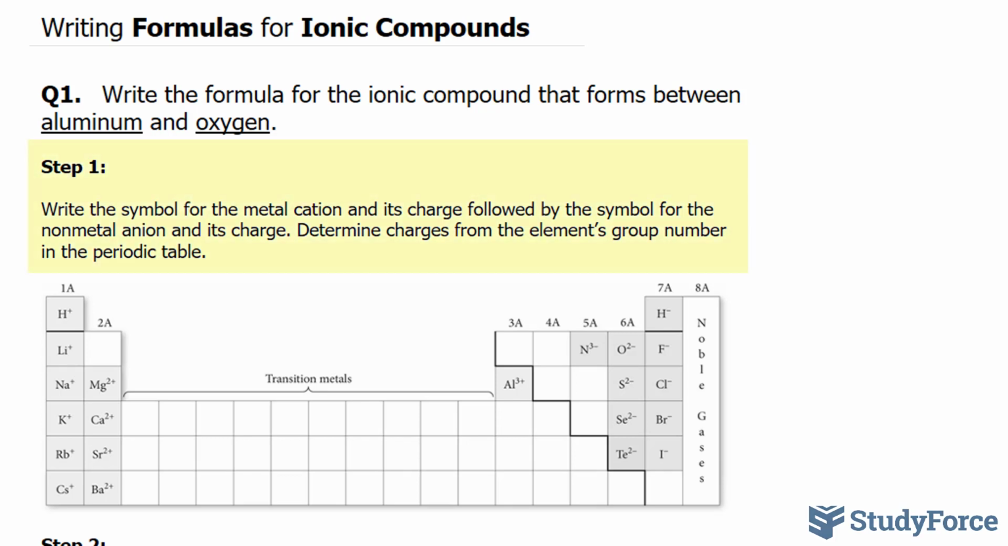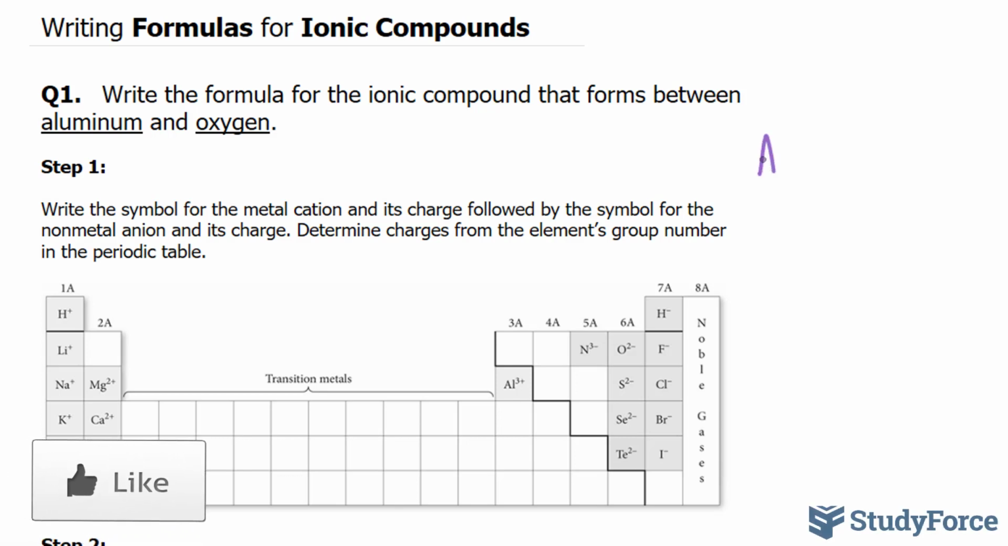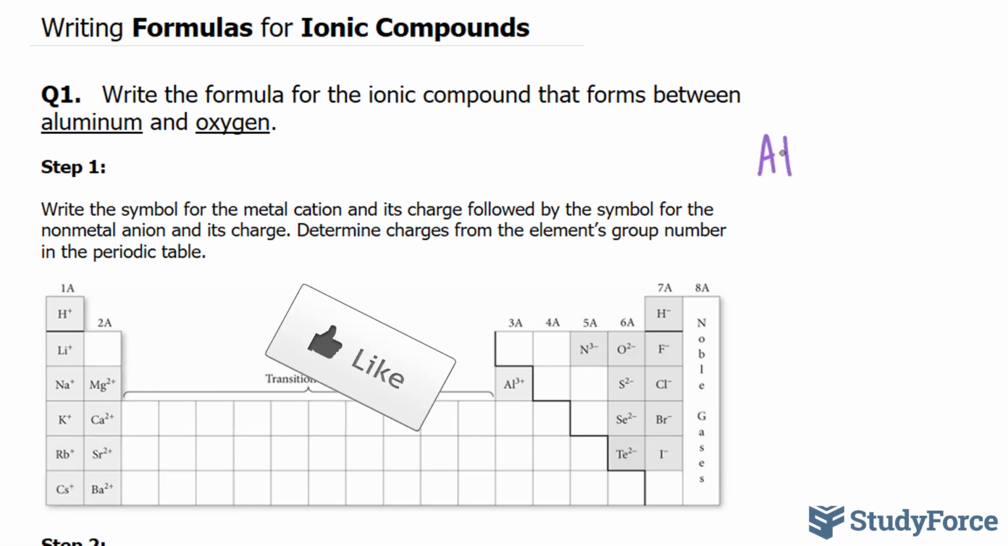In step number 1, we have to write the symbol for the metal cation and its charge, followed by the symbol for the nonmetal anion and its charge. Now if that's confusing to you, aluminum is the metal here. So I'll write down the symbol for aluminum, and we should know that metals form cations, meaning that they are positive ions. Take a look at the chart here.